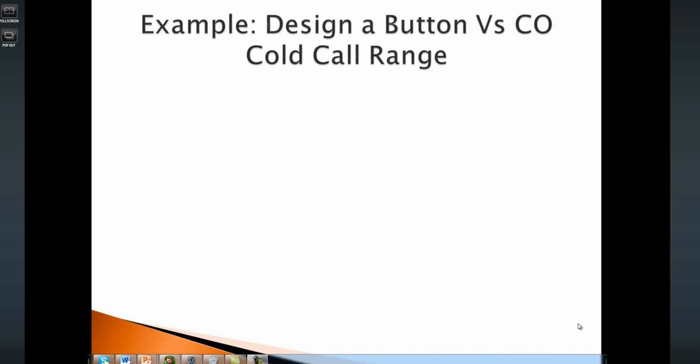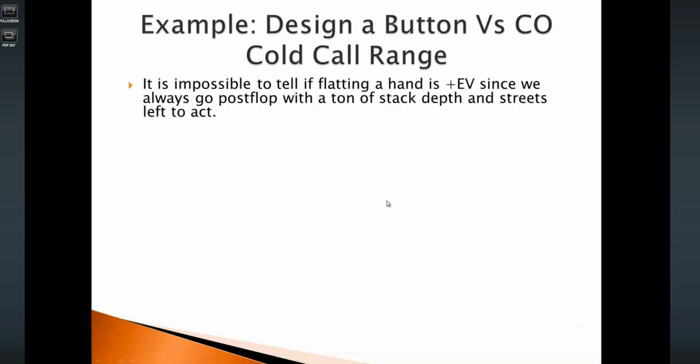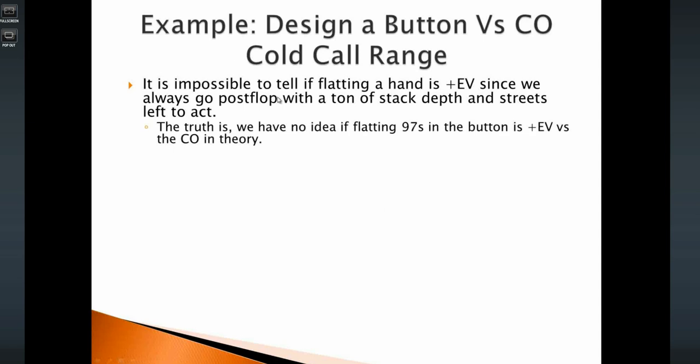Example. Design a button versus cutoff cold calling range. It is impossible to tell if flatting a hand is plus EV since we always go post flop, assuming we don't get squeezed and have to fold, with a ton of stack depth and streets left to act. The truth is, we have no idea if flatting 9-7 suited on the button is plus EV versus the cutoff in theory. We can do the following.